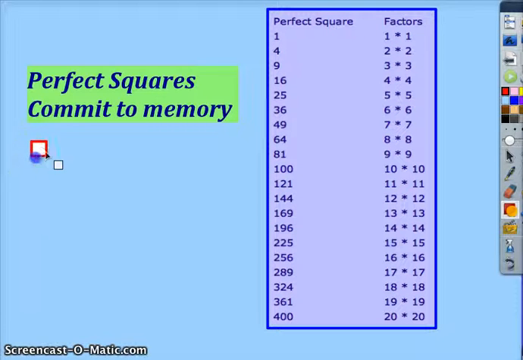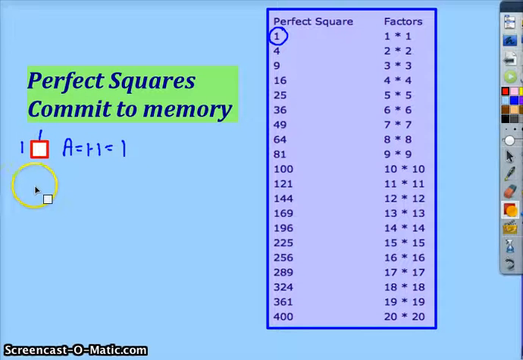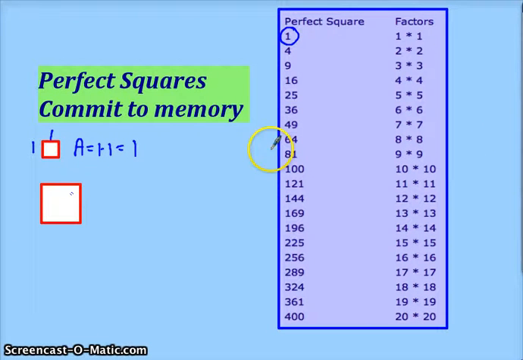Why do we say square? Because if I have a square that's 1 by 1, the area is 1 square unit. So this number actually refers to an area. Similarly, 4 is a perfect square. Why? Because if I make a 2 by 2 square, my area will be 4. I hope you get the idea there.